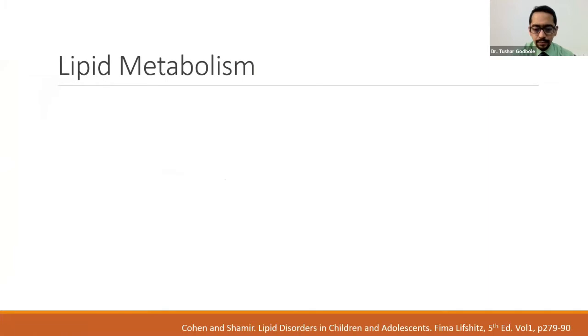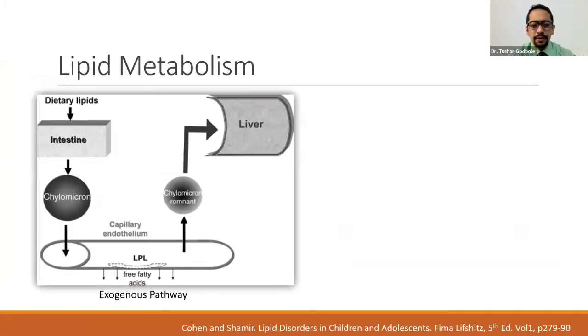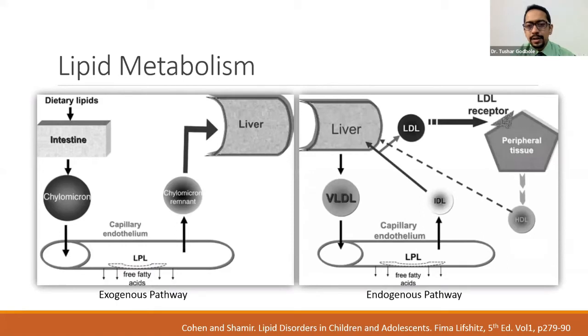in children. So, in very brief about the lipid metabolism, all of us are aware of the exogenous pathway where the intestinal cells pour the chylomicrons that are generated in the intestinal cells into the lymph. Bypassing the liver, it goes directly into the bloodstream. It releases some amount of fatty acids and goes on to chylomicron remnants, which are then taken up by the liver. The endogenous pathway is what begins from the liver.